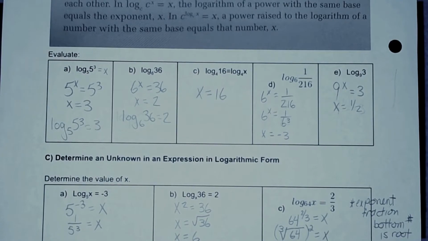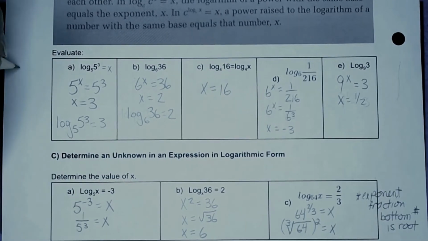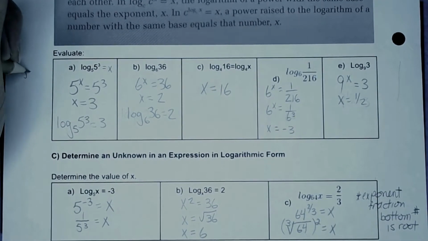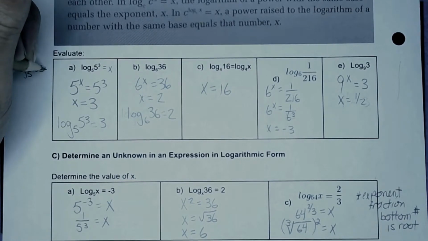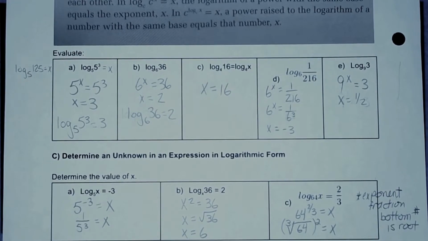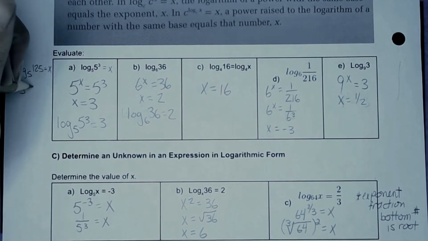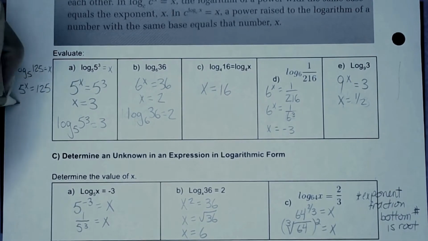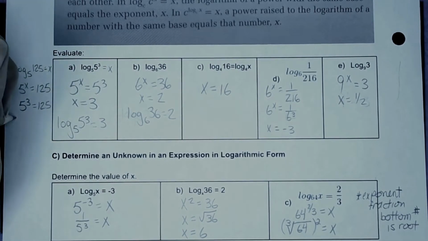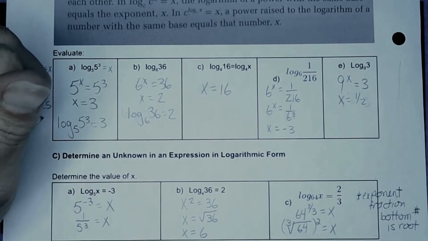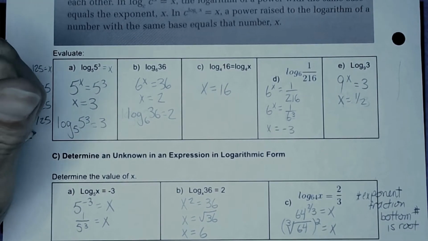Now, the long way about it in this question, you could have log 5 of 5 cubed, and if you simplify that, it would be 125 equals x. This would also bring you to the same result. You'd get 5 to the power of x equals 125, which is, of course, 5 to the power of 3 equals 125, and x equals 3.